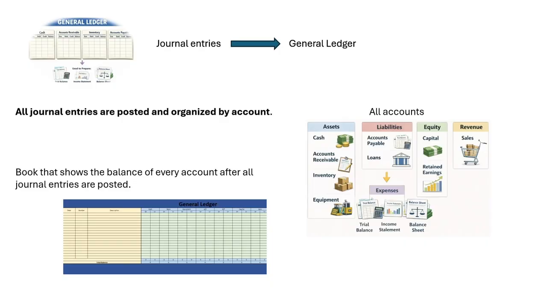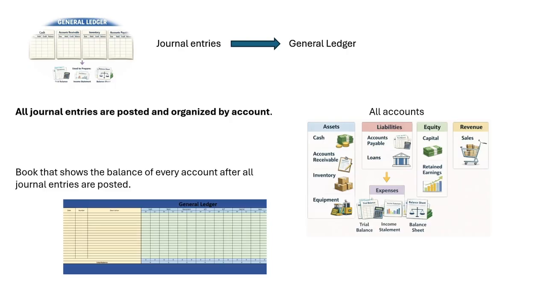After journal entries are recorded, the next step in the accounting process is the general ledger. The general ledger is a book, or in a modern system, a digital record that collects and organizes all journal entries by account. So think of it this way. Journal entries record the transactions by date, but the general ledger organizes those same transactions by account. Each account has its own section in the general ledger.